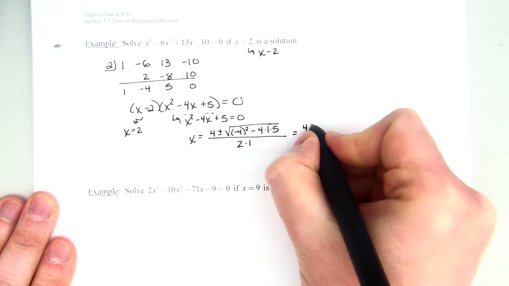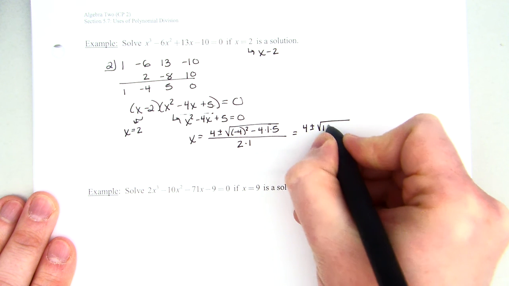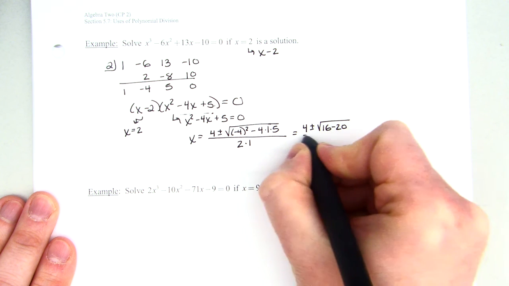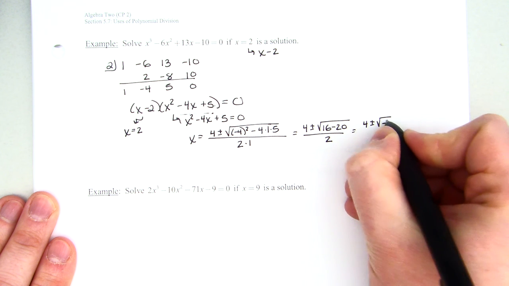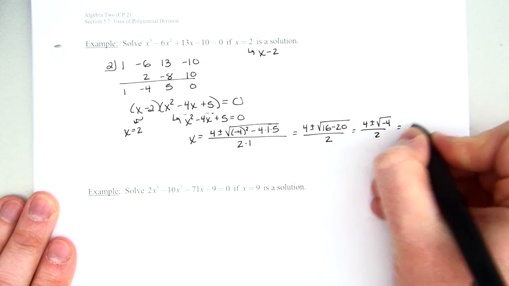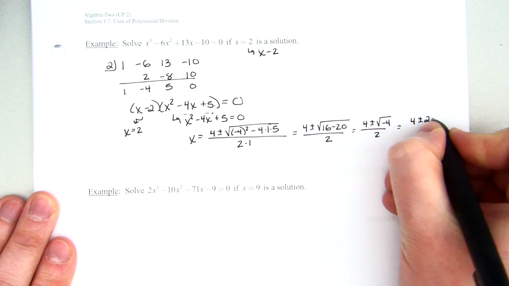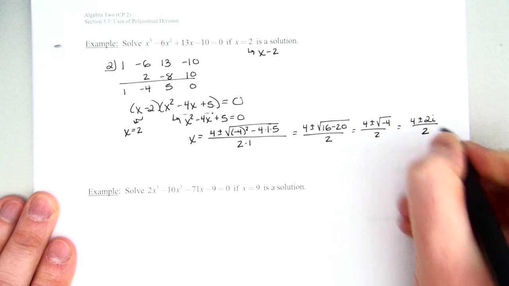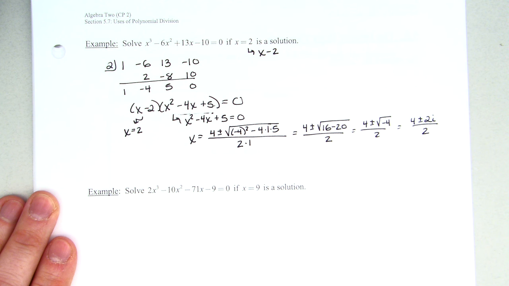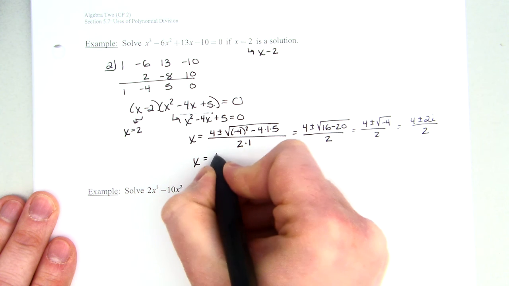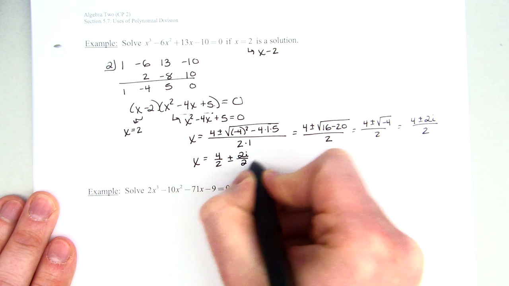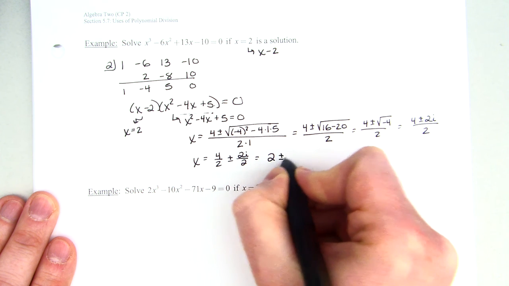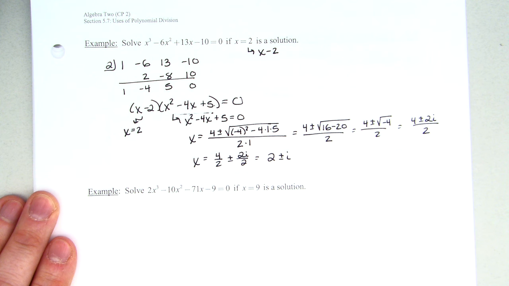This is going to equal 4 plus or minus the square root of 16 minus 20 over 2. 4 plus or minus the square root of negative 4 over 2. 4 plus or minus, oh, they're going to be complex. How much fun. 4 plus or minus 2i over 2. I'm going to separate my fraction, 4 over 2 plus or minus 2i over 2, and I'm going to get 2 plus or minus i.